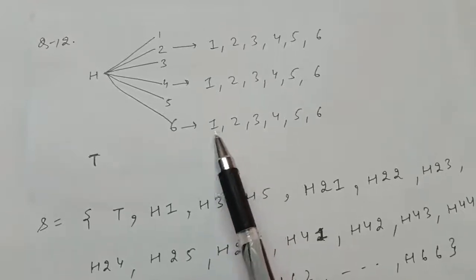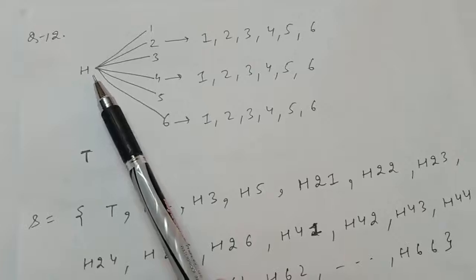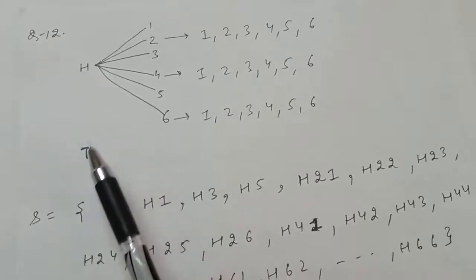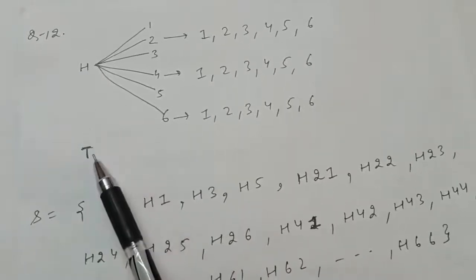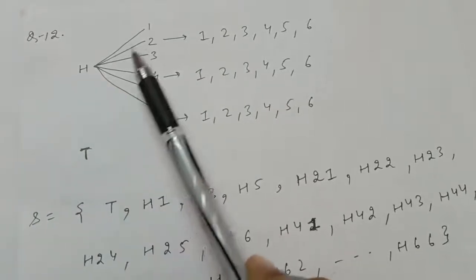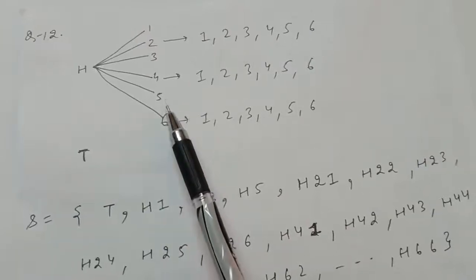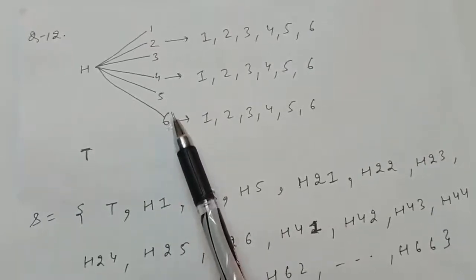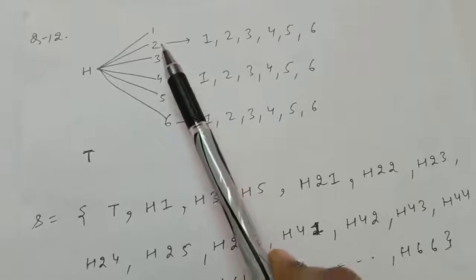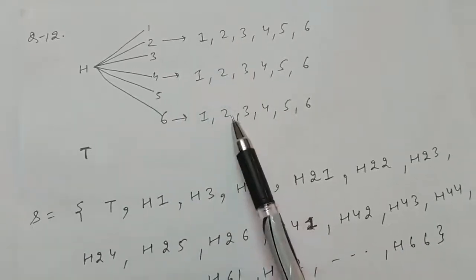Is it clear? They have said that first of all toss a coin, that is, the outcome can be these 2. Now they have said if head appears, roll a die, so these can be the outcomes. Now they have said if an even number appears, that is if 2, 4, 6 comes, then again roll a die.